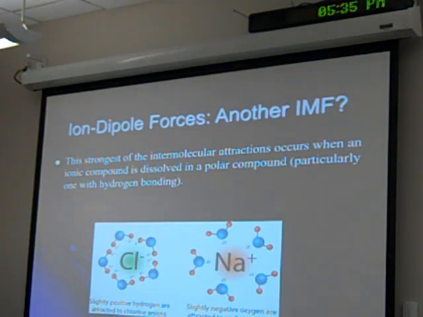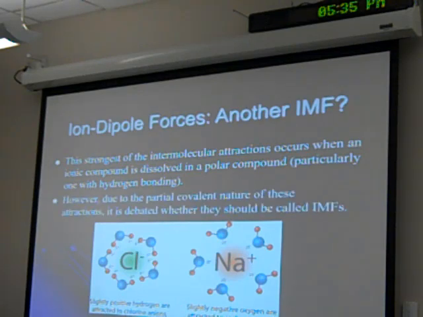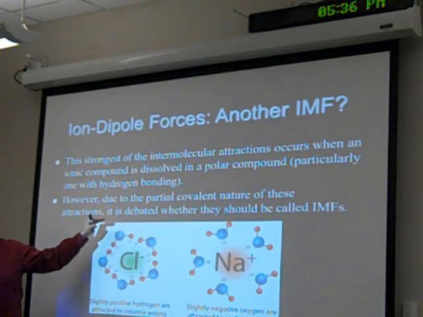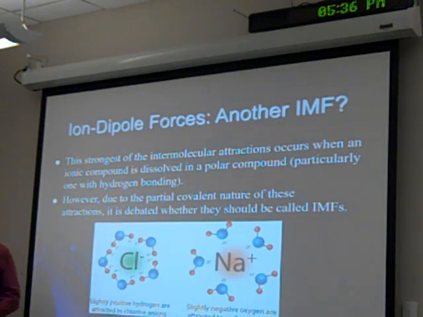Now these are actually quite strong, and some argue that this is an intermolecular force. Some argue that it's too strong to be considered an intermolecular force. You don't have to worry about that. Suffice it to say that these are even stronger than hydrogen bonding. Some people want to call them a partial covalent bond. They want to call them bonds, but you don't have to worry about that. You can just think of them as an intermolecular force if you want.